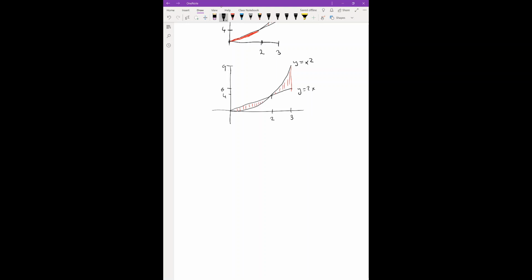So what is the area between the two curves? So you have to find an upper curve and a lower curve. Between 0 and 2, the upper curve is y equal to 2x, and between 2 and 3, the upper curve is equal to x squared.